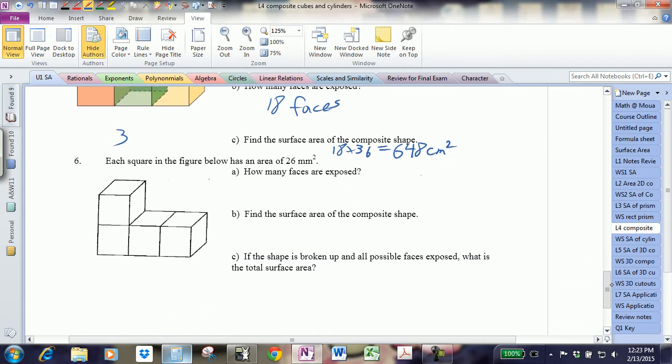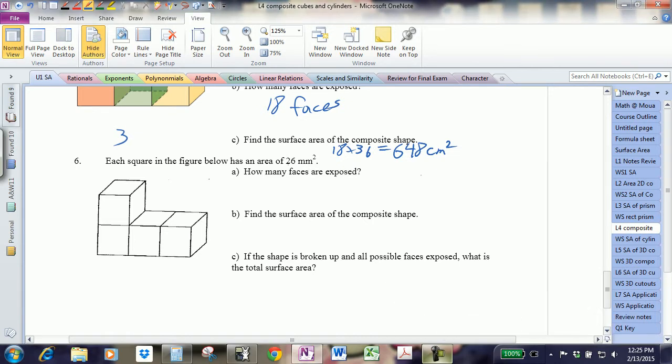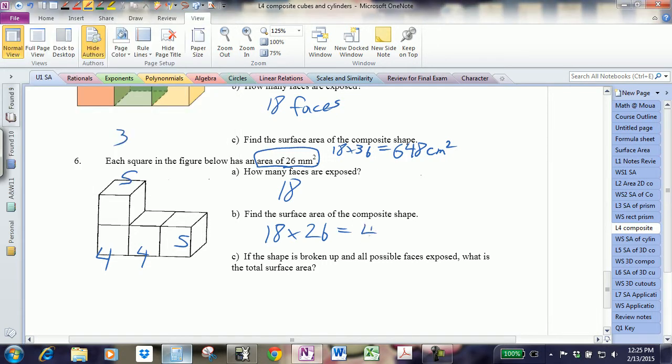Okay. Number 6, go for it. Be careful because it's changed a little bit. So this one's a little bit different. You're given the area, so you don't need to find it. How many faces are exposed? This one is 5. This one is 4. This one is 4. This one is 5. Total of 18. So the surface area would be 18 times 26. Since you're told the area, it's a little bit easier, which is 468 millimeters squared.